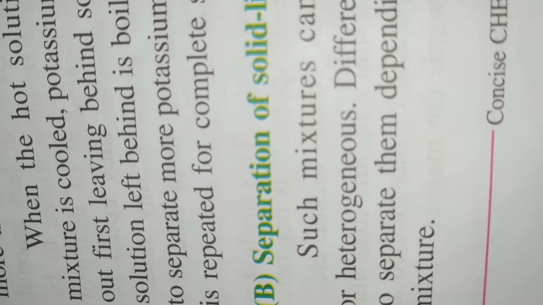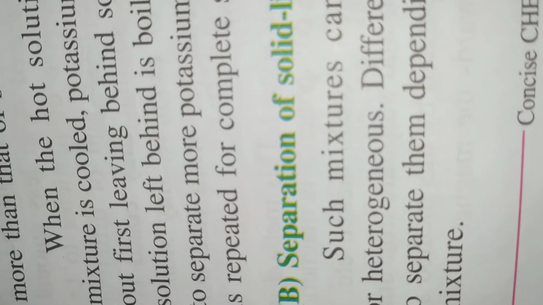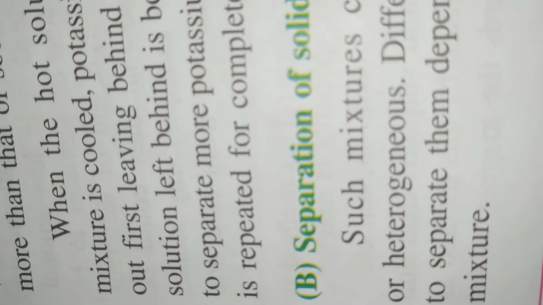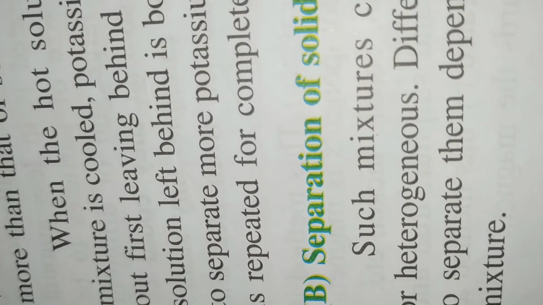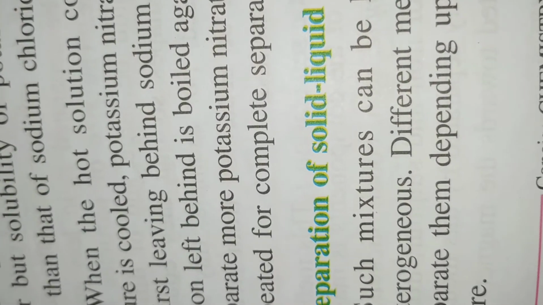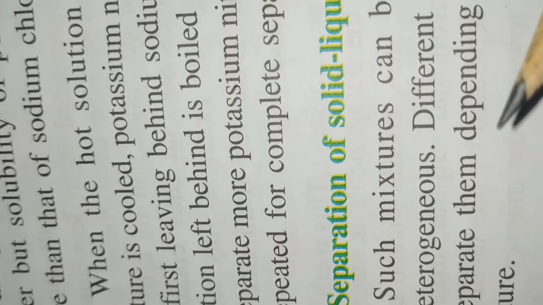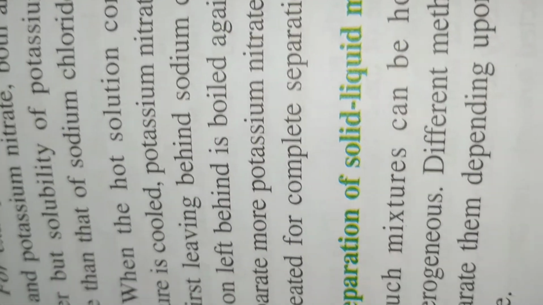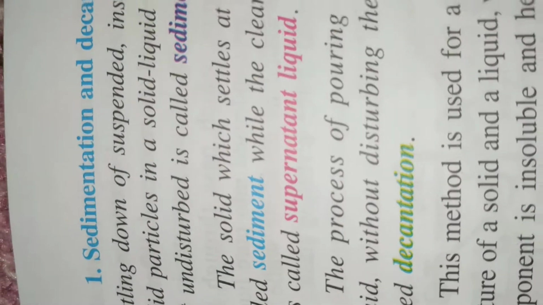Hello, my dear students. So, today we are going to discuss the remaining parts of chapter number 3 in chemistry. So, let's start with the topic separation of solid liquid mixture. Today we will study the different techniques to separate solid liquid mixture. This type of mixture can be homogeneous and can be heterogeneous. The first method which we are going to study is sedimentation and decantation.